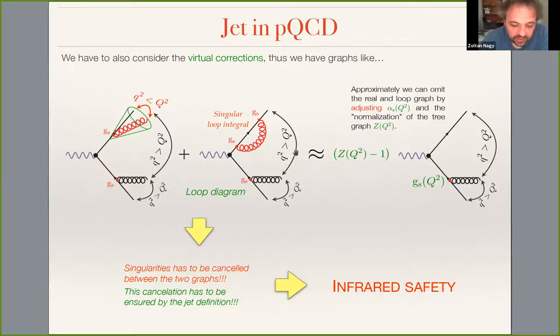Okay, we solved the problem of the singularity and the cancellation of the singularity, but we will have some other problem when this Q squared becomes small, the typical resolution of the measurement becomes small, and we can have some logarithmic problem I will discuss later. But what is important here, all these singularities have to be canceled. And probably you heard last week that actually these singularities are 1/ε, so in this dimensional regularization parameter, this epsilon appears, and they are quite nasty. So they have to be canceled, all these singularities, and this cancellation has to be ensured by the jet definition. So every measurement, basically jet measurement or any measurement what you do at the LHC, the measurement function has to have this infrared safety property. What does it mean?